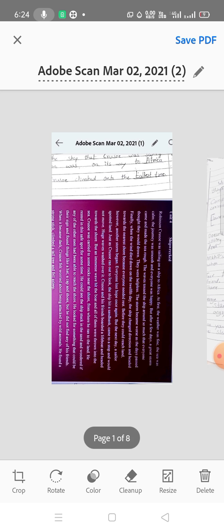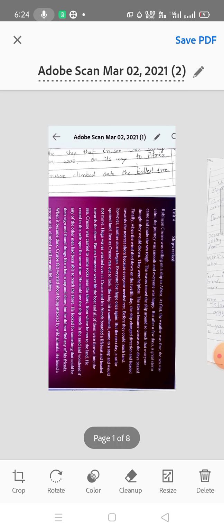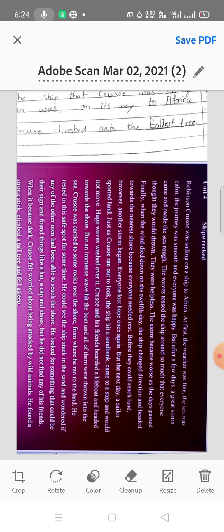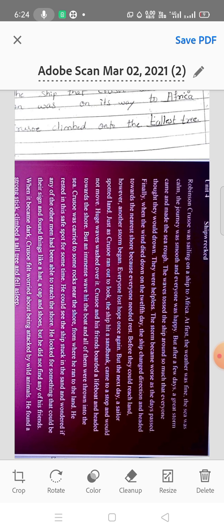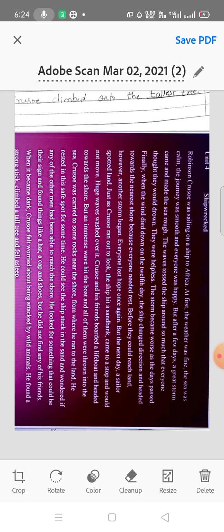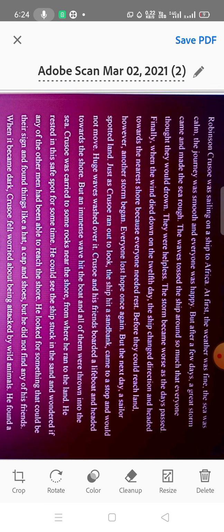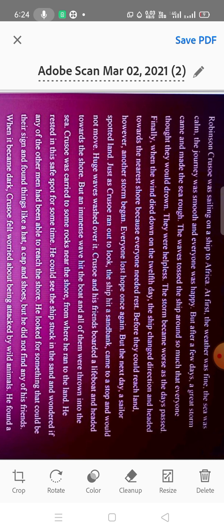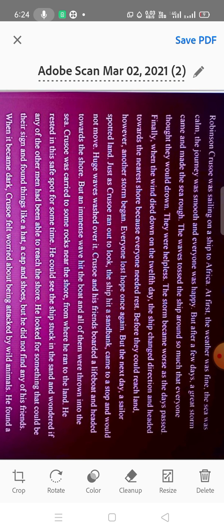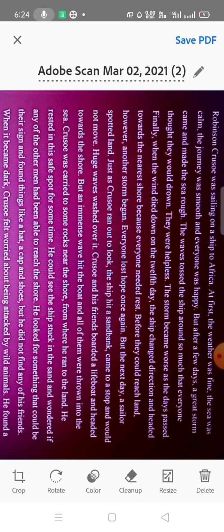Now we are moving to chapter 3, that is Shipwrecked. Okay, the Shipwrecked summary: Robinson Crusoe was sailing on a ship to Africa. At first the weather was fine, the sea was calm, the journey was smooth and everyone was happy.